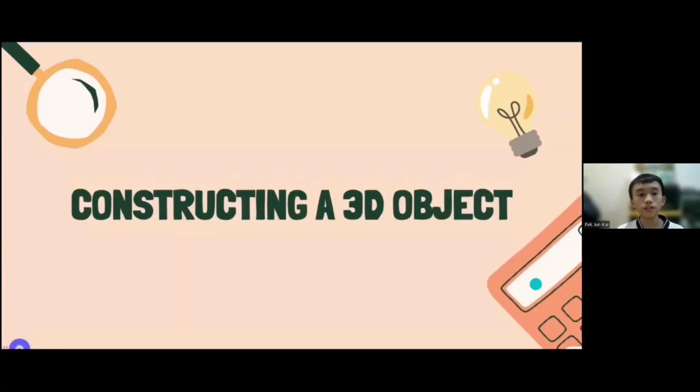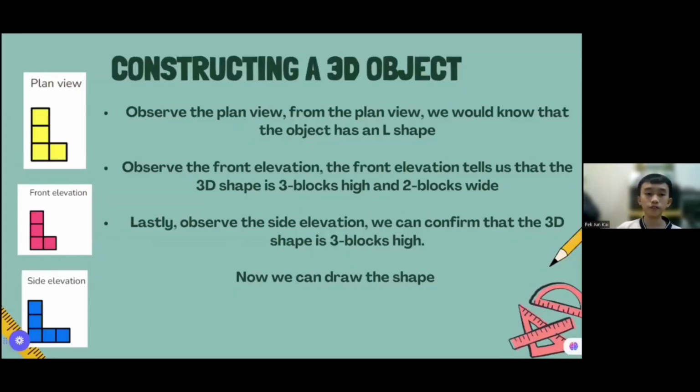Okay, so now I'll be talking about constructing a 3D object. So the first step, we need to observe the plan view. From the plan view, we will know that the object has an L shape. So, as I said just now, the front elevation would be here, the side elevation would be here. So through the front elevation and side elevation pictures, we can imagine the 3D object.